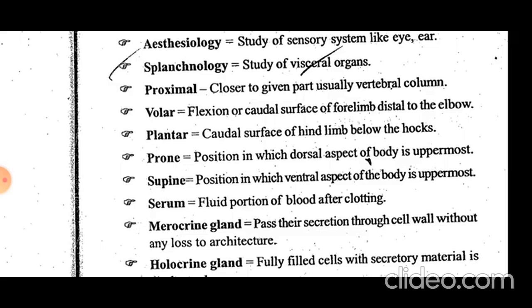Remember that supine is the position in which the ventral aspect of the body is uppermost, and prone is the position in which the dorsal aspect, the vertebral column, is uppermost. That is the normal standing position of cattle, buffalo, sheep and goat, so it is the prone position. Supine is the position in which the ventral aspect of the body is uppermost.